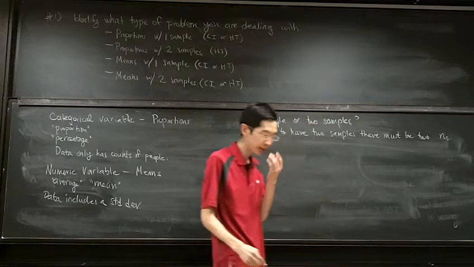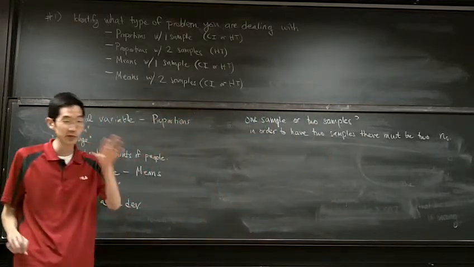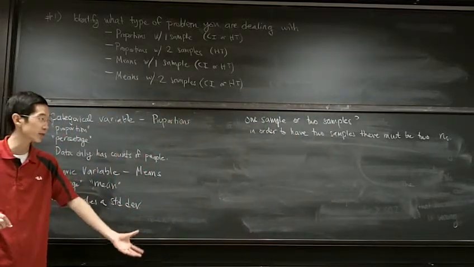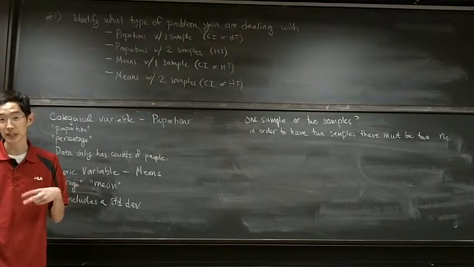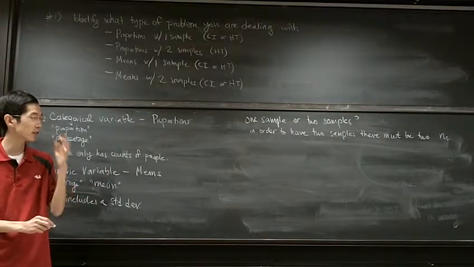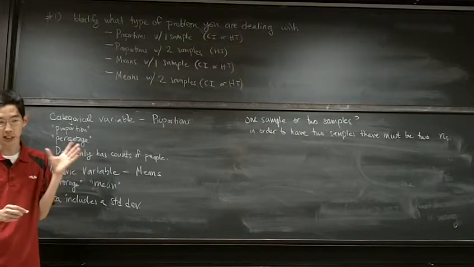It's possible that both N1 and N2 have the same value. You might have a sample of 25 and another sample of 25, but you still have two n's. So just make sure you can identify how many n's you have.